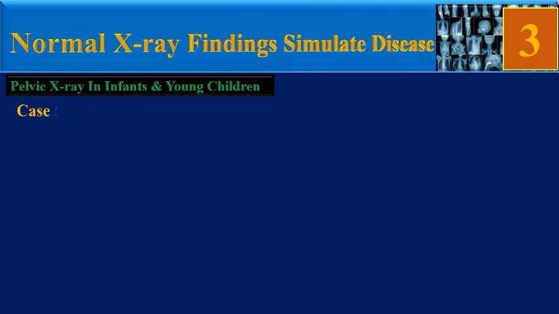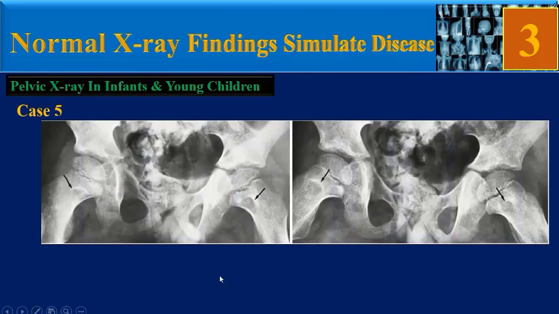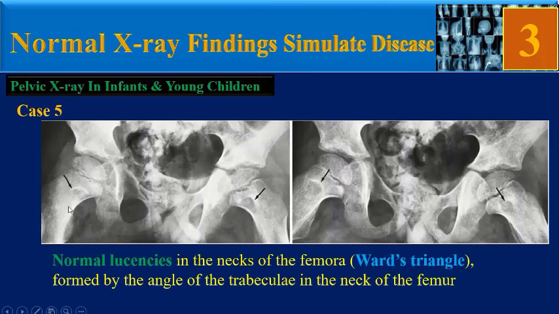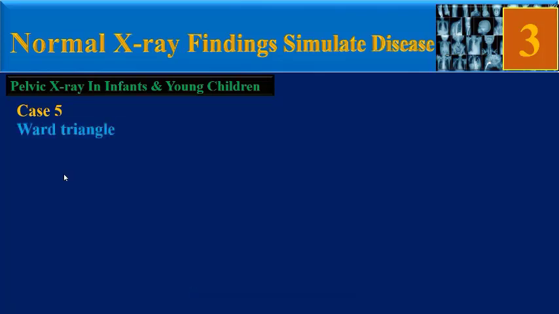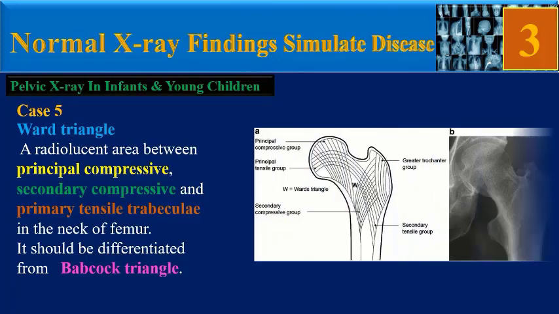Case 5. In these AP views, we can see normal lucencies in the necks of the femora named Ward's triangle, formed by the angle of trabeculae in the neck of the femur. Ward's triangle is a radiolucent area between the principal compressive, secondary compressive, and primary tensile trabeculae in the neck of the femur. It should be differentiated from Babcock's triangle.